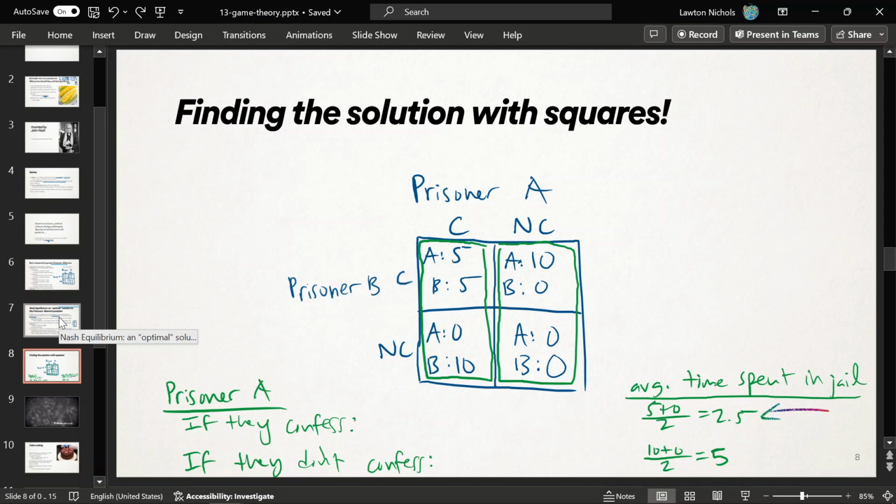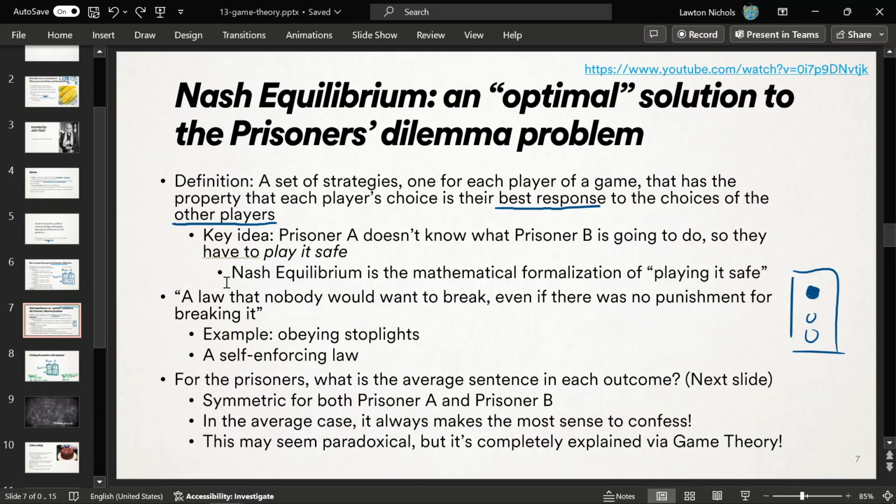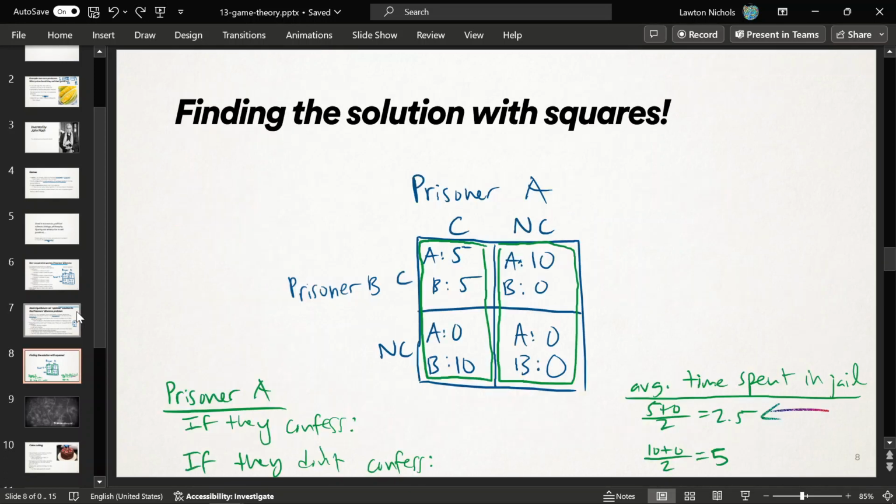average. All right? So, even though you might think this is the right answer, what they should both do, because it's a non-cooperative game, they're going to end up both confessing, and that's the best thing for them, in fact. Any questions about that? That's a fun idea, I think. That's a Nash equilibrium. That's a solution to the prisoner's dilemma problem. Fun little idea, I think.